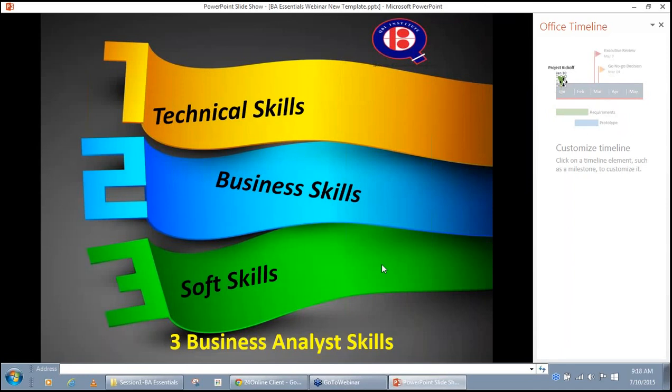Now it is time to learn about the three business analyst skills, and these are technical skills, business skills, and soft skills. Let's learn about them.